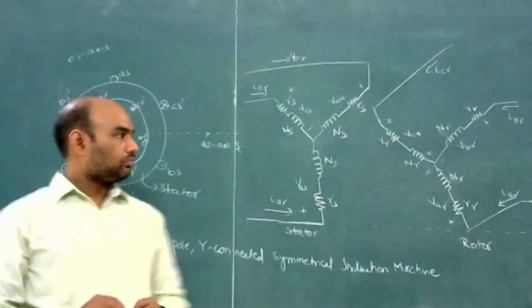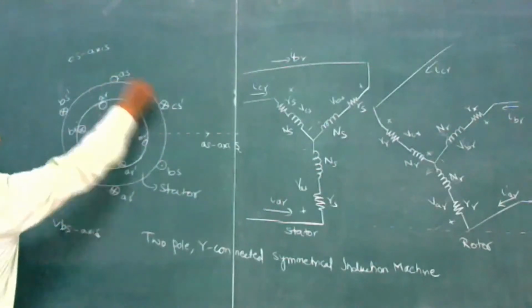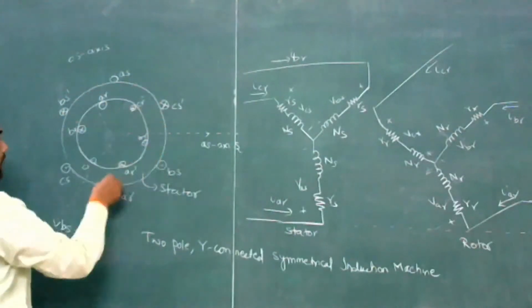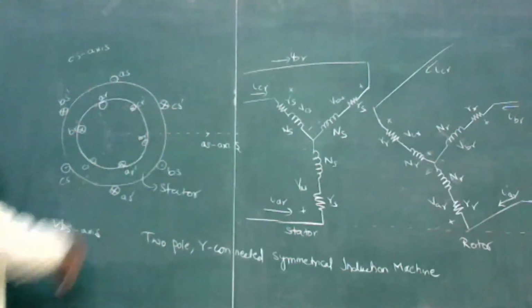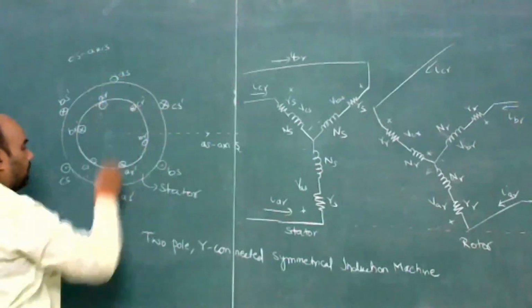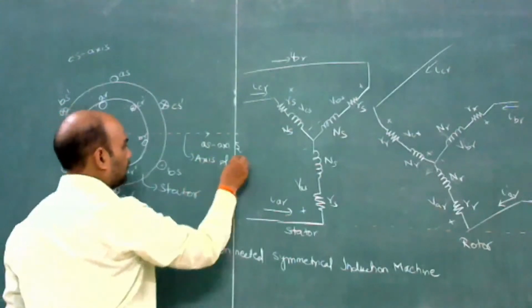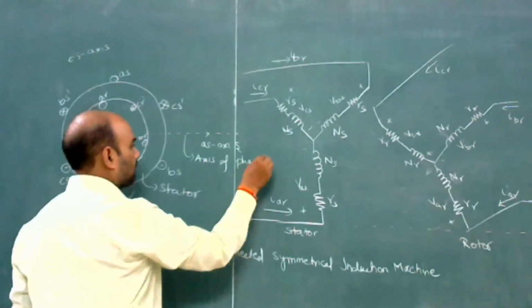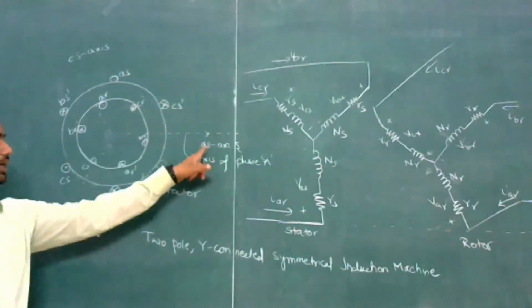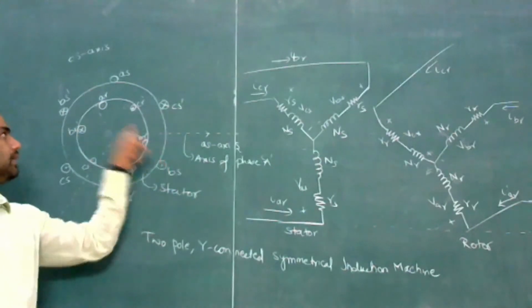Here these are the three-phase stator windings connected in star. These windings are displaced by 120 degrees in space. This is the axis of phase winding A. So this is the A axis, the phase A winding of the stator. S is for stator and R is for rotor.